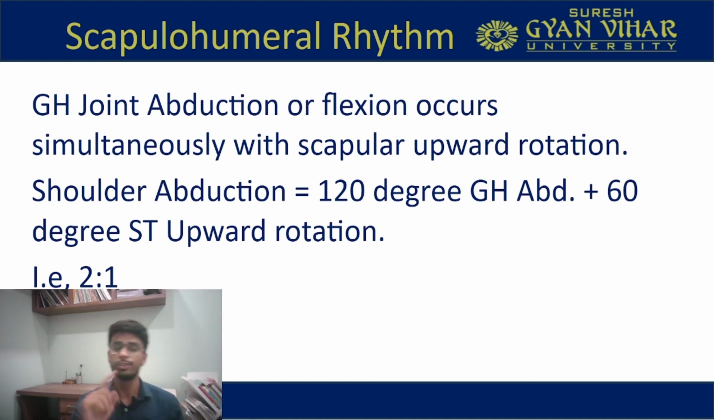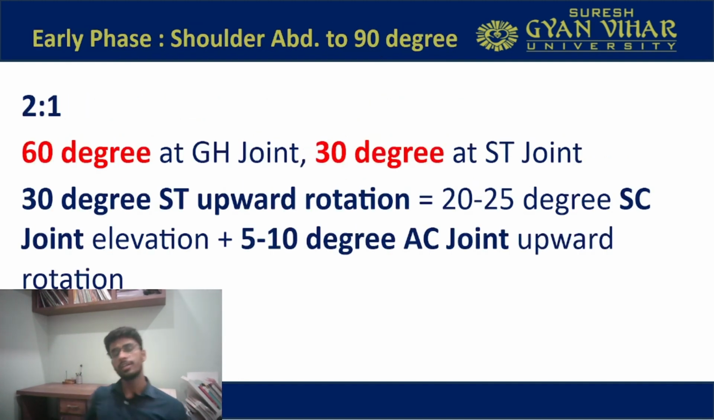So it is 2:1, and there were some studies after this which stated that it is slightly different. In some studies it was 2.8:1, in some 3.1, and in some 3.2 or 2.9. But still 2:1 is stated most of the time, and it is cited most of the time that scapulohumeral rhythm is only 2:1, which means 120 degrees at the GH joint and 60 degrees at the scapulothoracic joint. Now let's understand how this scapulohumeral rhythm is occurring.